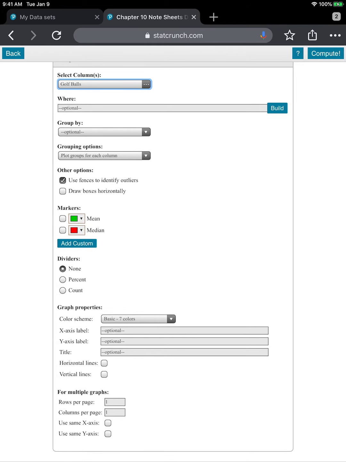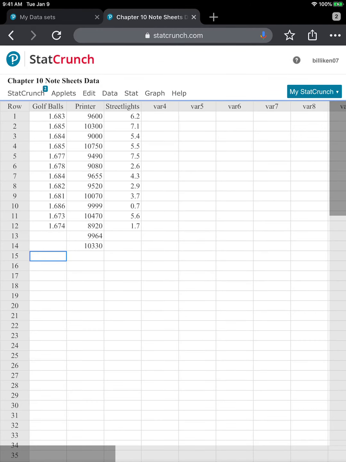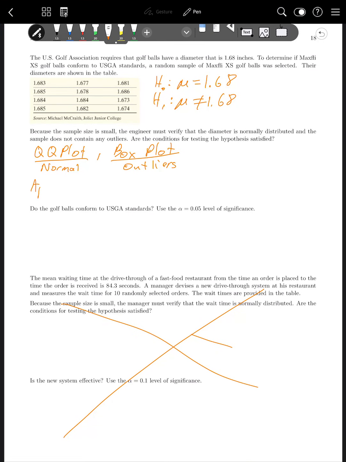Okay. So then I hit compute, and there's my box plot. And because I don't see any dots, I know there are no outliers, right? Because dots beyond these whiskers are the outliers. Okay. So these confirm that this was approximately linear. So that's good. And this had no outliers. So that's good. So now we can do the test.